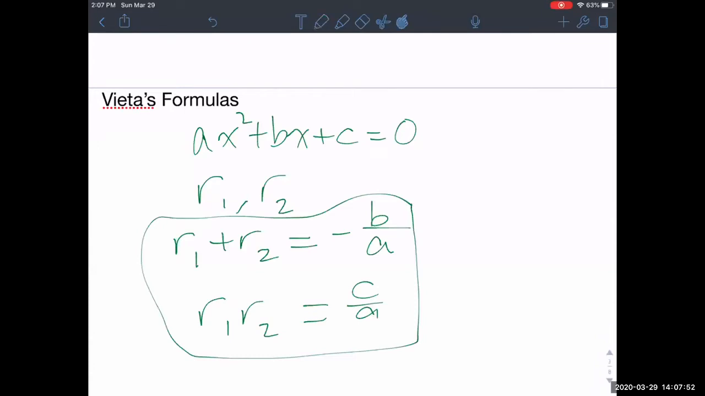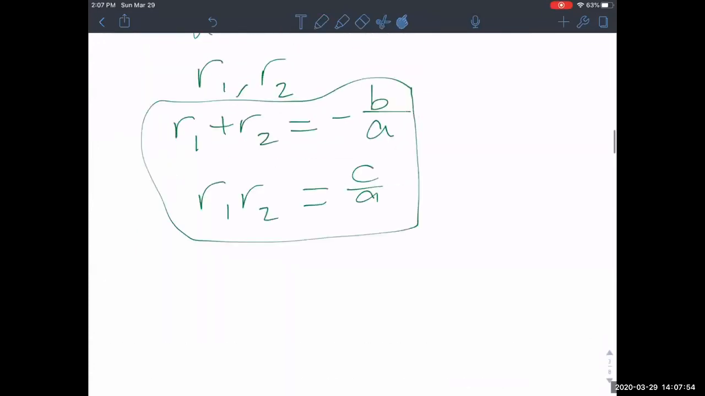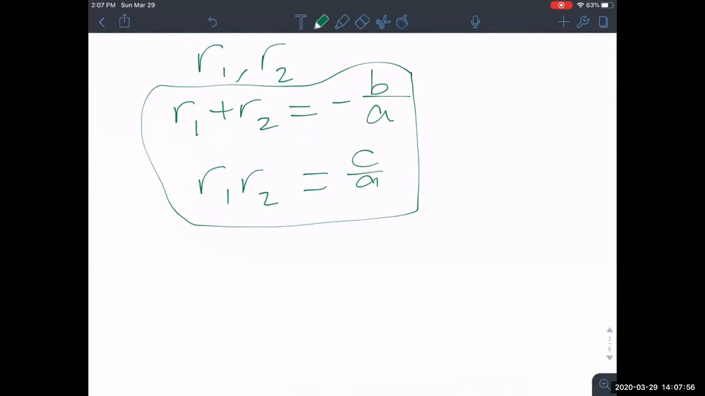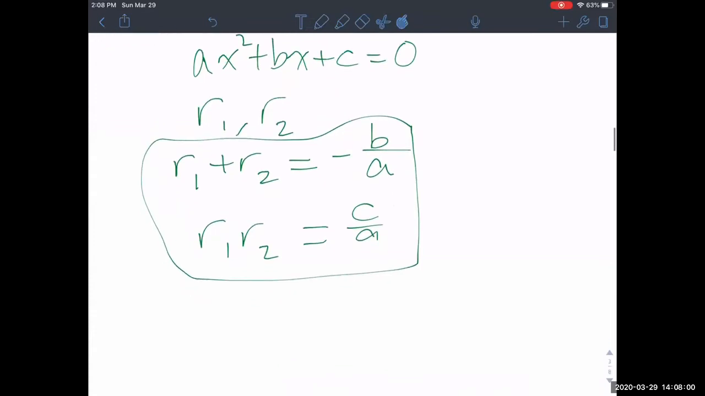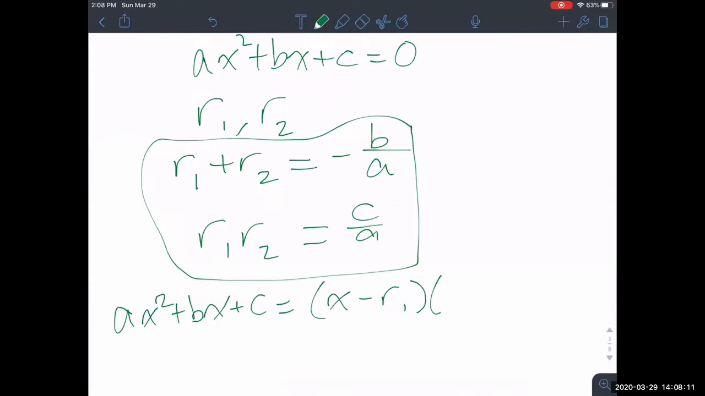So why is that the case? Seems like I pulled it out of thin air. Well, what we can do is go back to the factorized form of this. So we know that ax squared plus bx plus c is equal to a times (x minus r1)(x minus r2). Oh yeah, you put an a in front to match the coefficient, my bad.